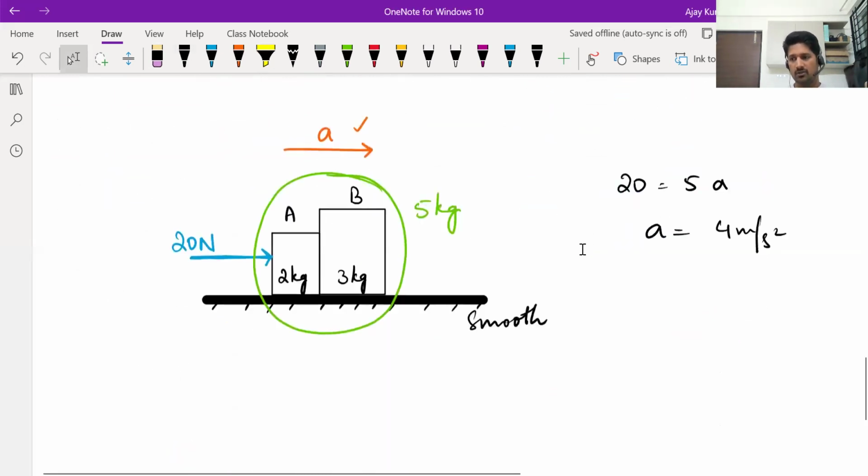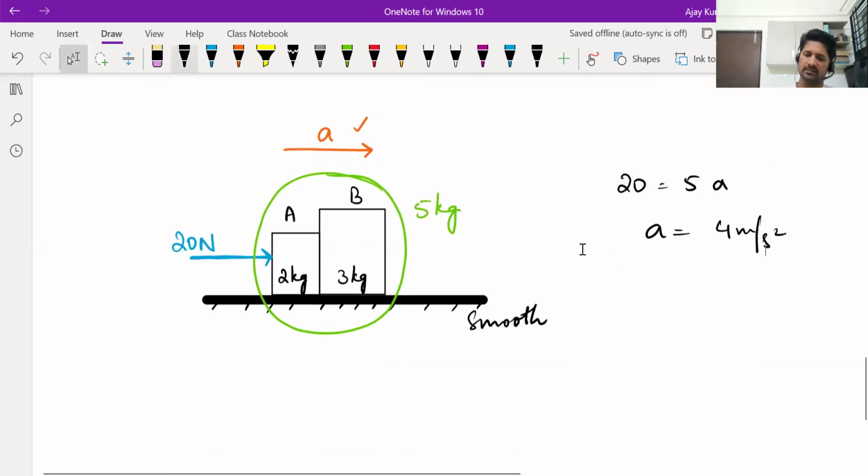But if you are sure that they are going to move with the same acceleration, then you can take the entire system as one object. Okay, you can take the collection of blocks as one object and tell the acceleration directly. But in the question you were asked what is the normal force between the blocks also. For that you will have to take them separately.